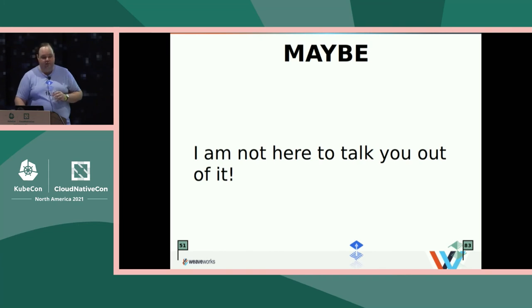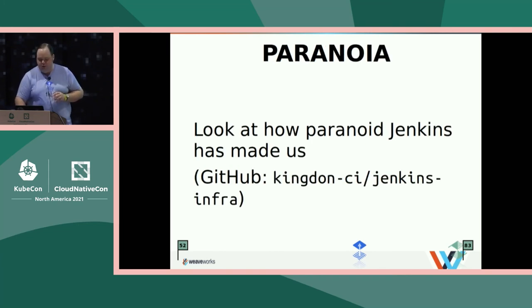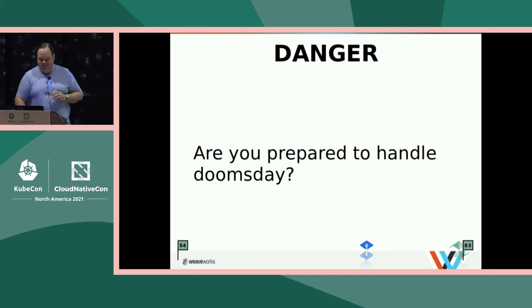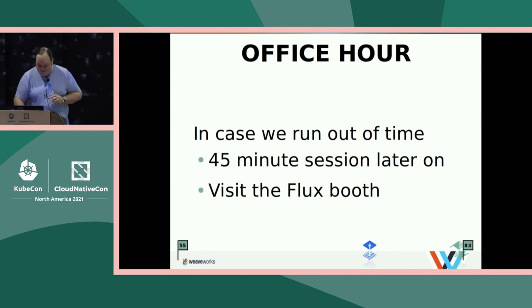I am not here to talk you out of it. But Jenkins has made me extremely paranoid. If you go and look in this repo and see all the things that I've done to protect it from random strangers on the internet while I give this demo, you will be impressed. Are you prepared for doomsday?